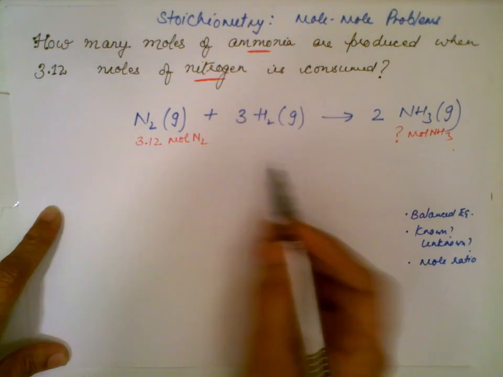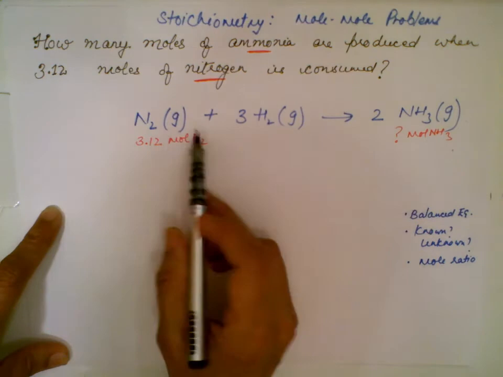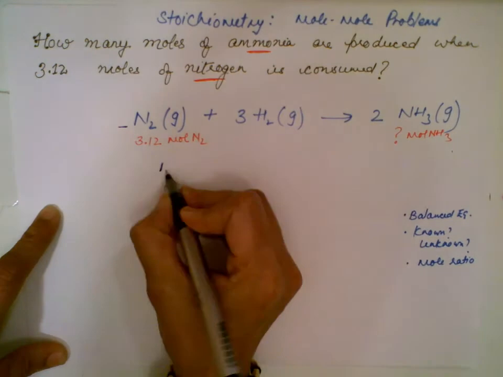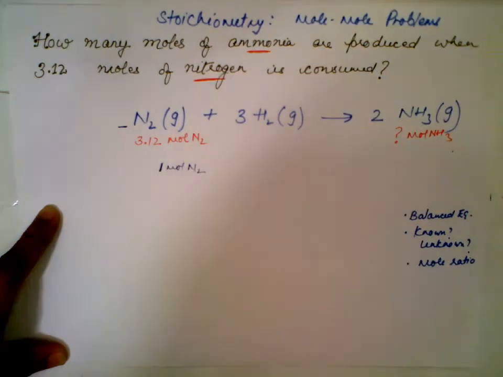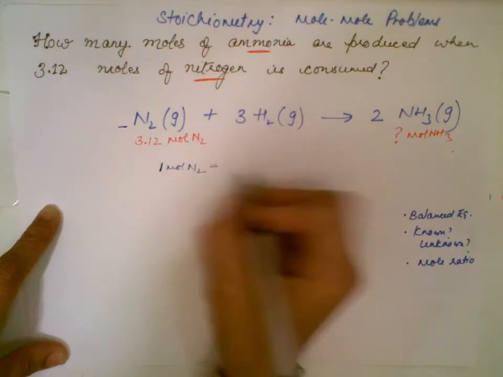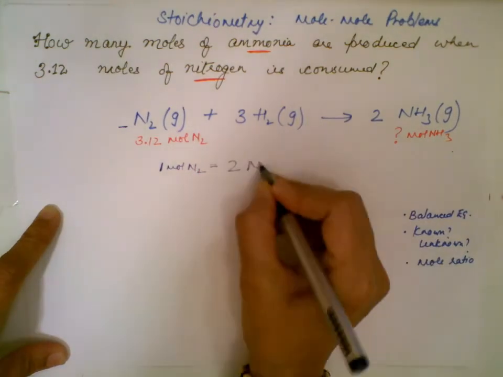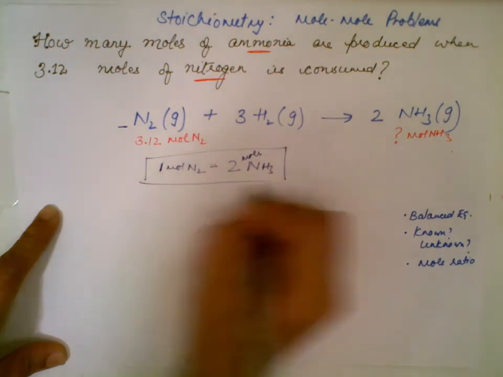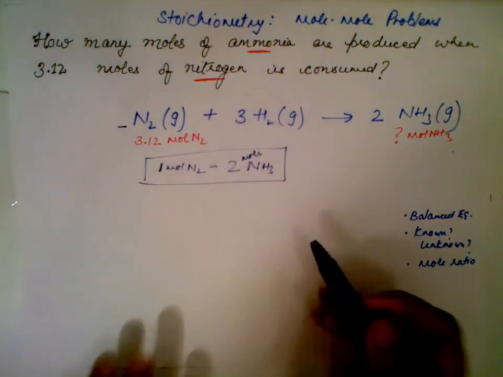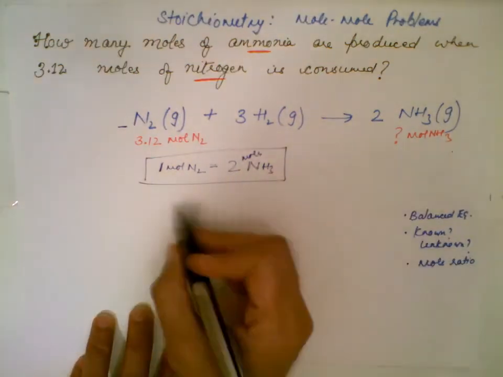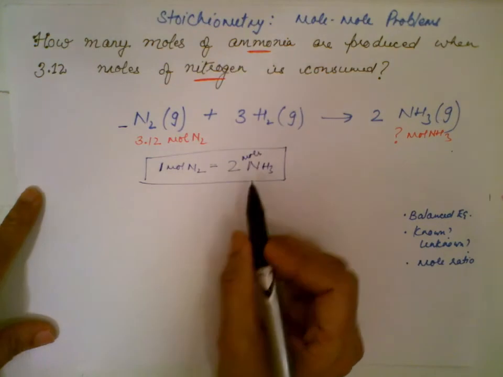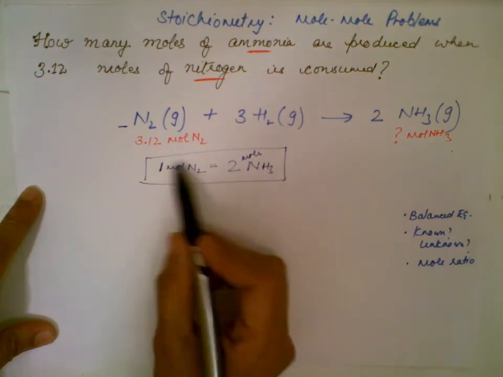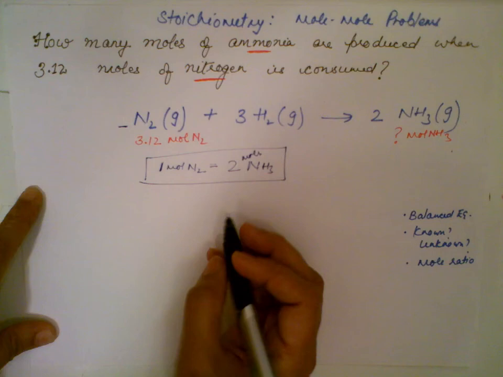So to solve this problem, let's work on the equivalent. Here it is 1 mole of nitrogen consumed. Every 1 mole of nitrogen consumed, how many moles of ammonia are produced? 2 moles of ammonia are produced. So this is the equivalent here, and for this equivalent you can write two fractions. Now which fraction are we going to pick? We can have this one in the numerator, this one in the denominator, or the other way around. That will still be conveying the same message.